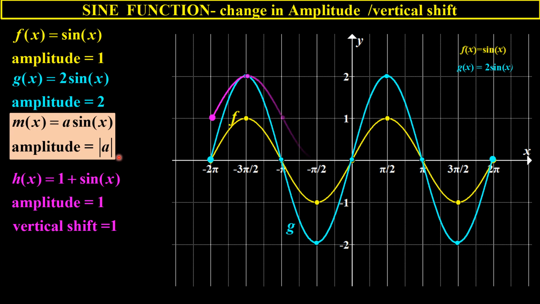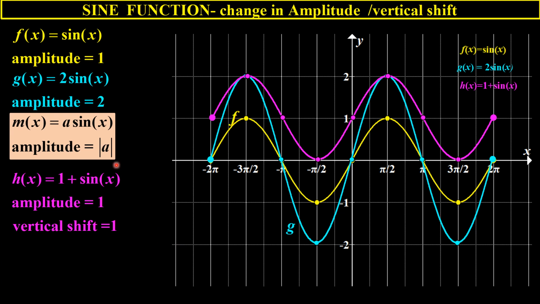Let's look at this one. Here we've got a different transformation. I don't have 1 sine x or 2. I've got 1 plus. I'm adding a 1 to that. The amplitude here is still 1 sine. The amplitude is still 1. But now I'm making a shift of 1 there.